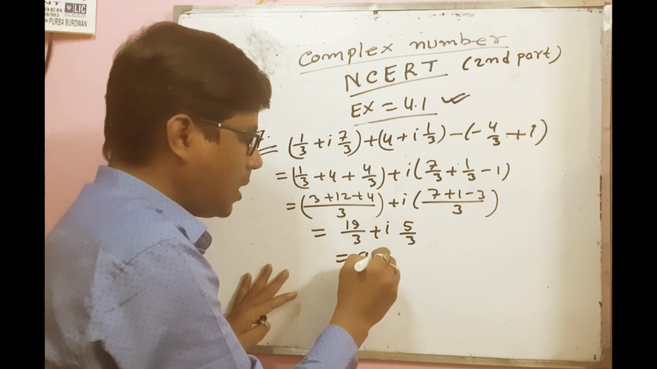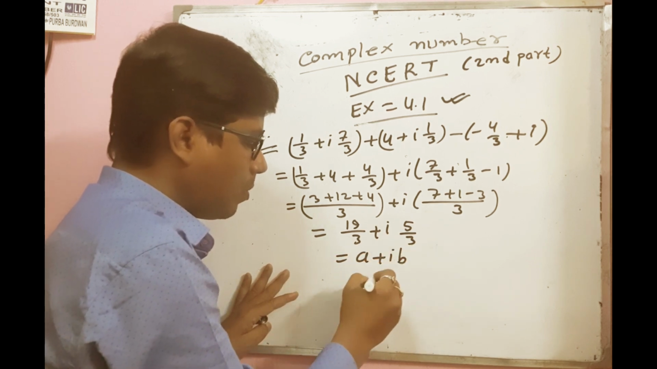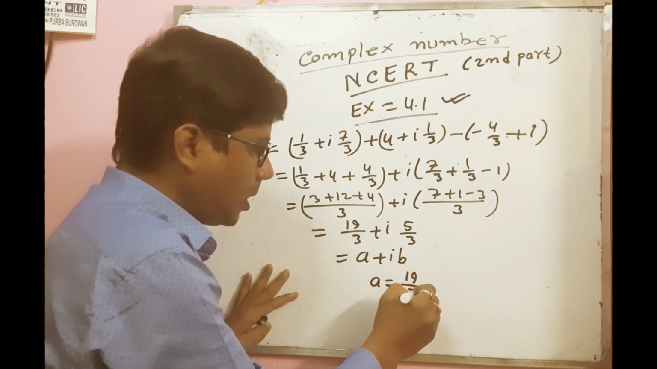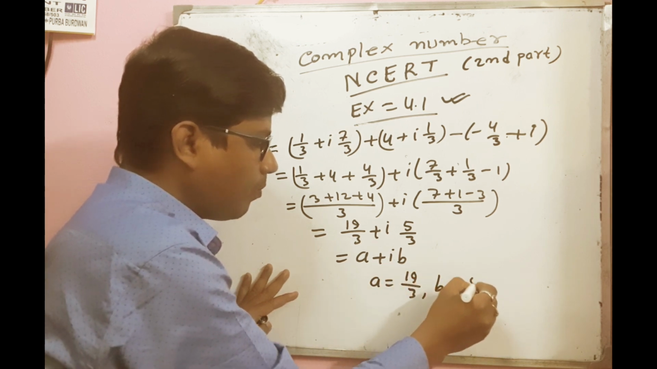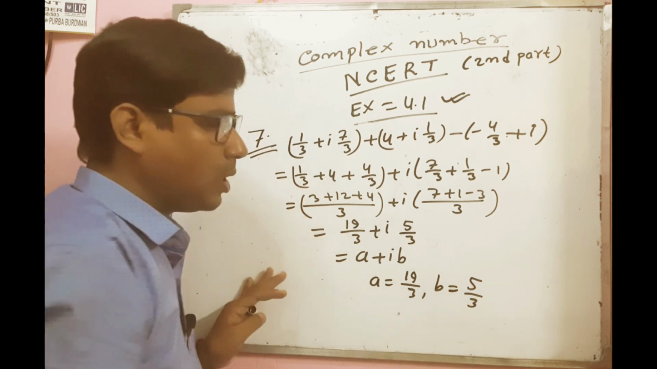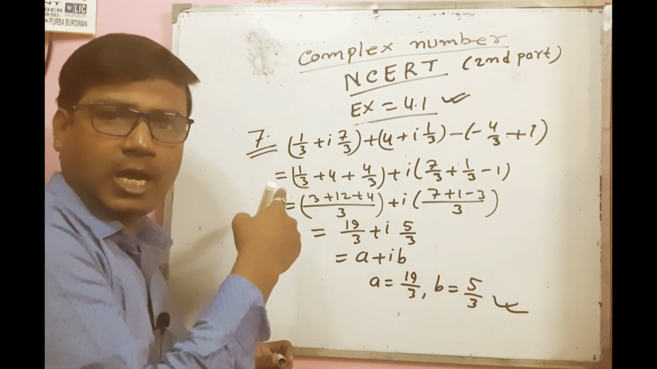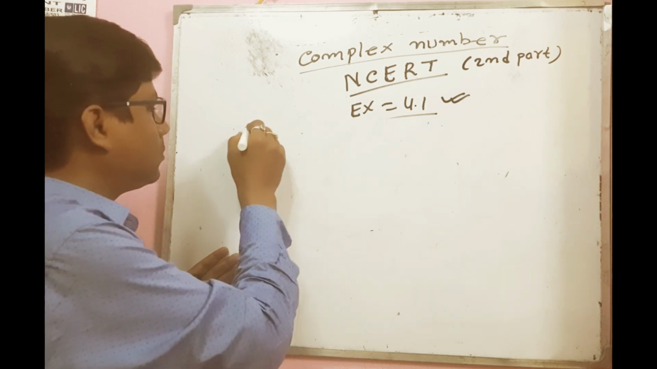This is the a plus ib form, whereas a is 19 by 3 and b is 5 by 3. So number 7 is completed here. Now we move to the next, that is 8.